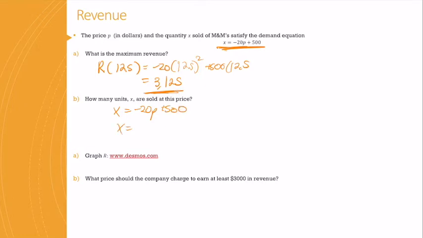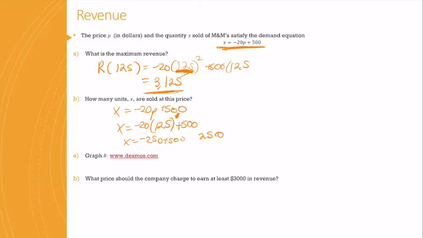So X equals negative 20 times our price, which is our revenue price, right? Negative 20 times our price plus 500, and that's going to give me X is negative 250 plus 500, so 250 units are sold at that price.